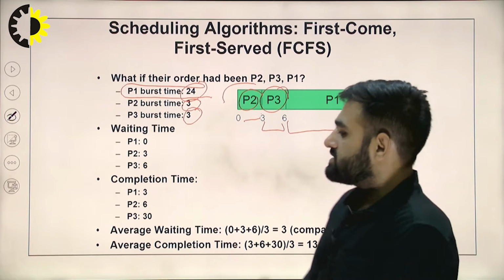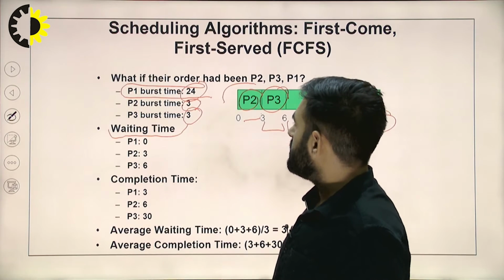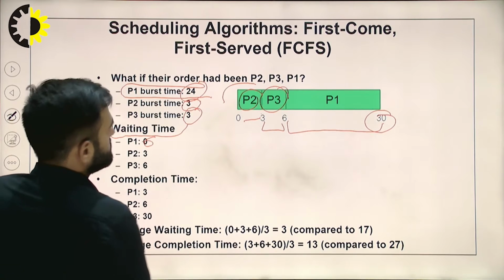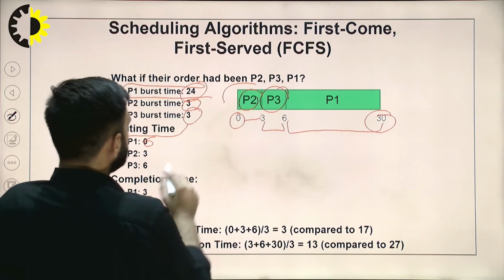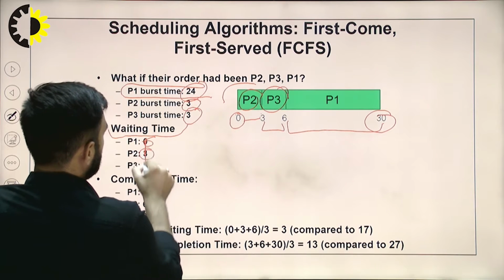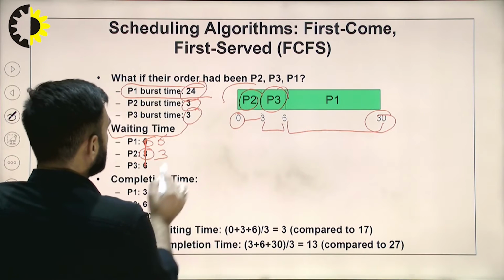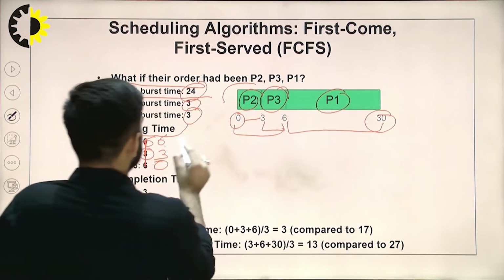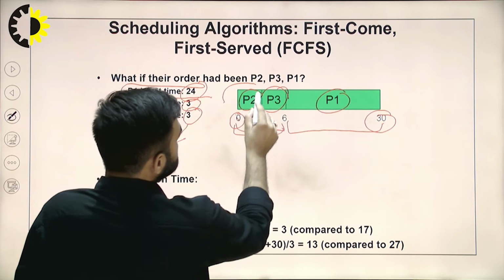Right? Now let's compare these values. The waiting time for P1 is 6, because P1 arrived at last and waited from 0 to 6. P3 arrived at 0 and waited for 3 seconds, so the waiting time for P3 is 3. And P2 arrived at time 0 and got the CPU, so its waiting time is 0.